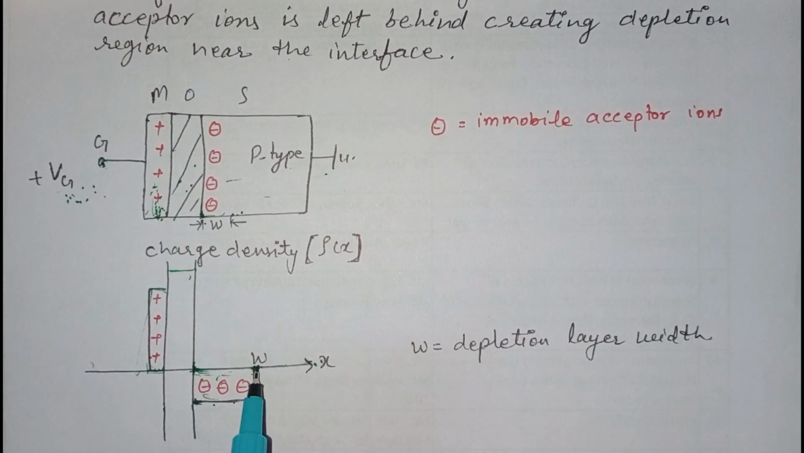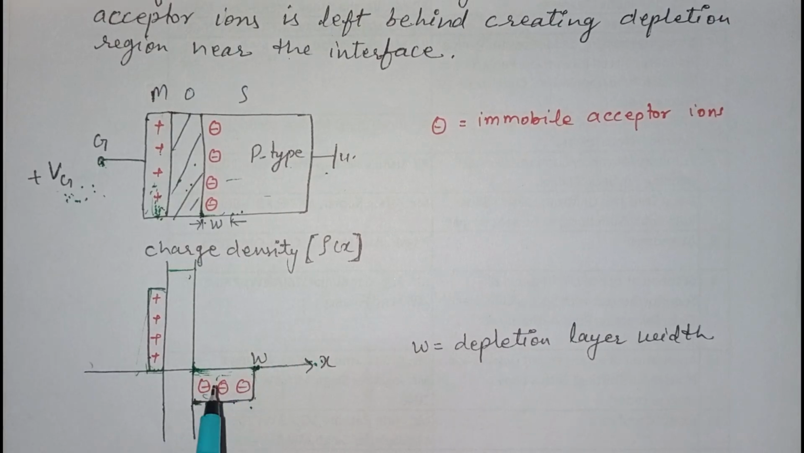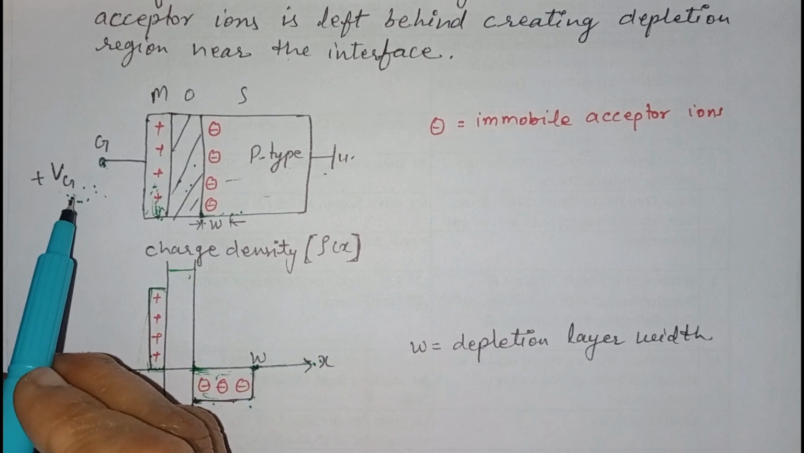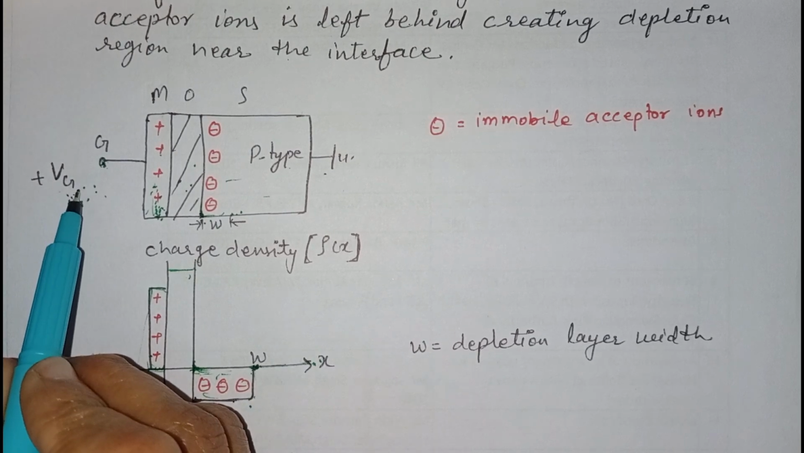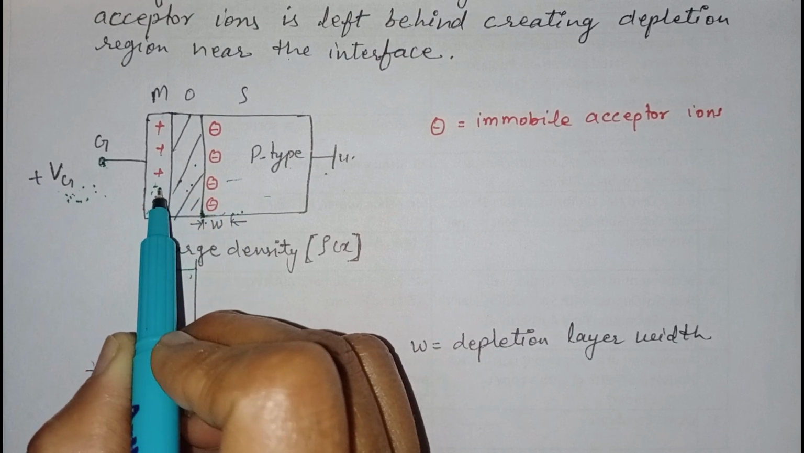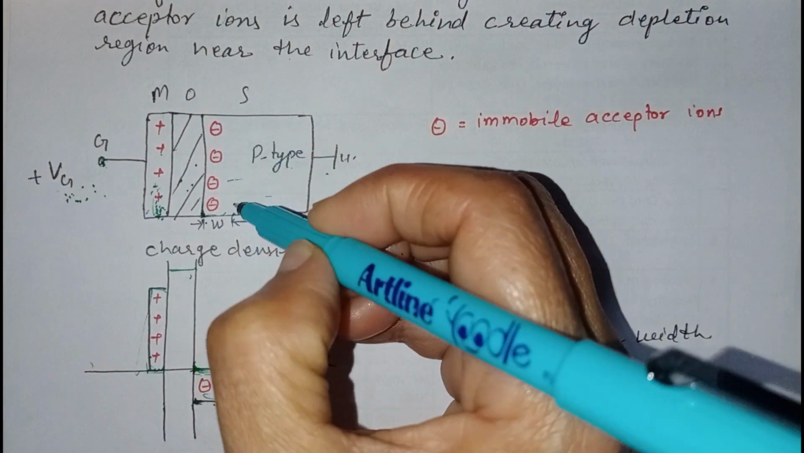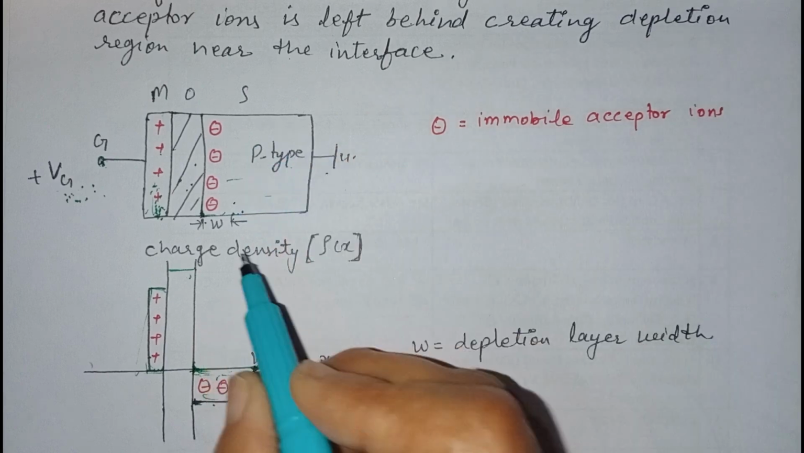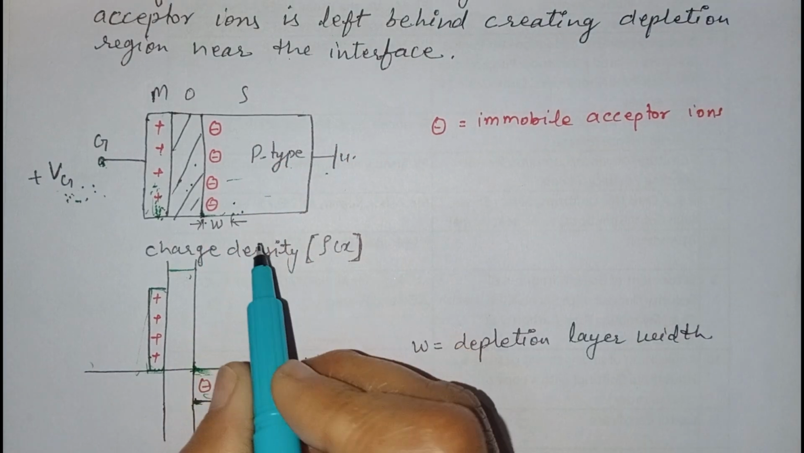The width of the depletion layer W may vary. This depends upon the positive voltage at the gate. If we increase the positive voltage at the gate, more number of holes will be repelled by these positive charges. So there will be more number of immobile acceptor ions. So the width of the depletion layer increases.